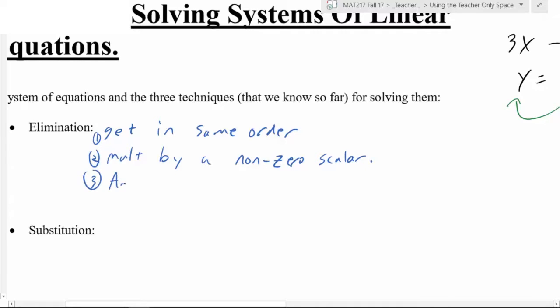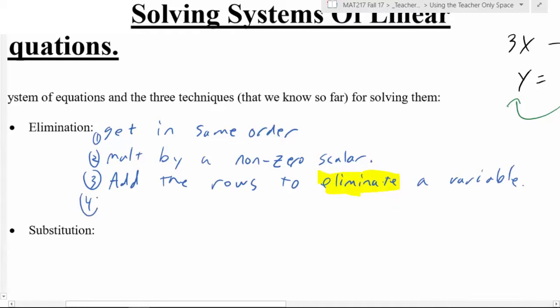And then next, add the rows to eliminate. I'm going to highlight that. Eliminate. That's why it's called elimination technique, a variable. Okay. And then last, solve, right? Solve for the other variables. Okay, great. Elimination technique, wonderful.